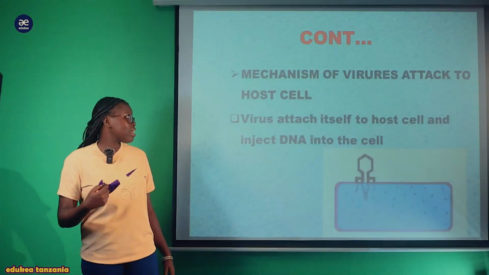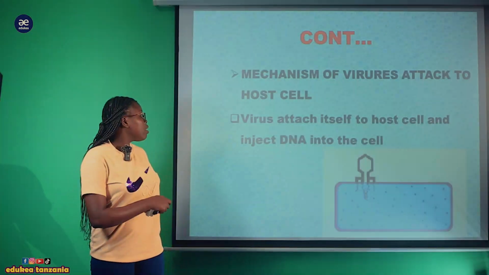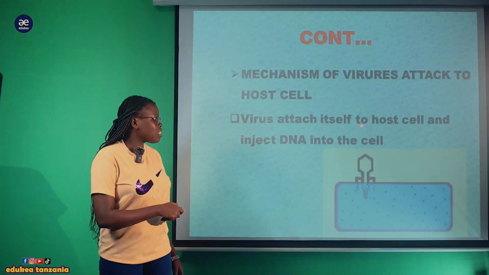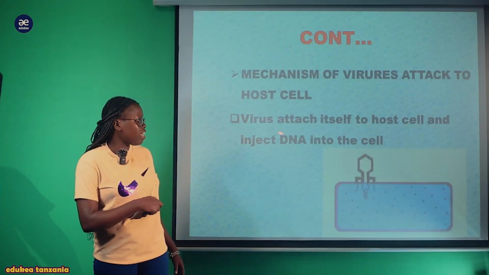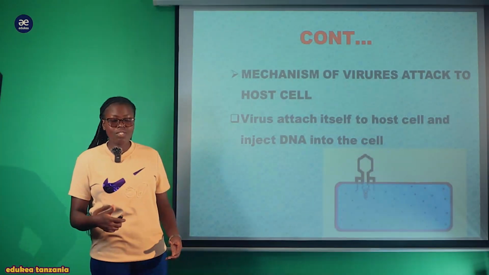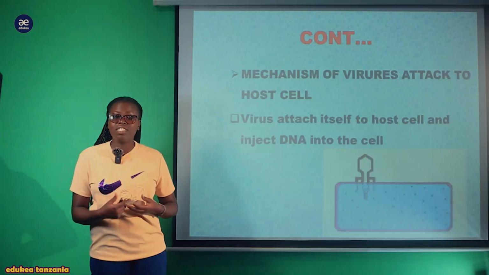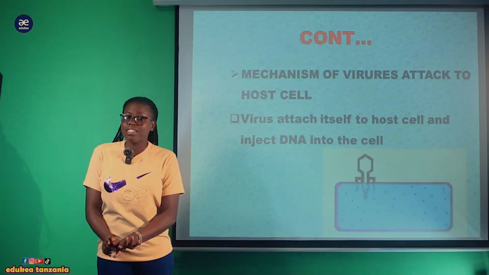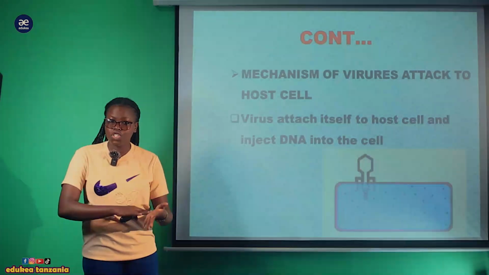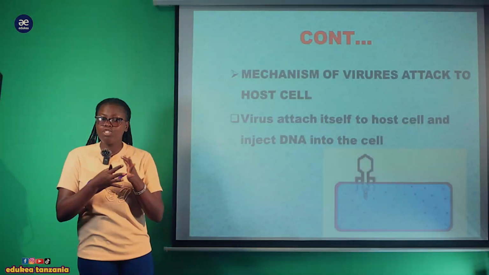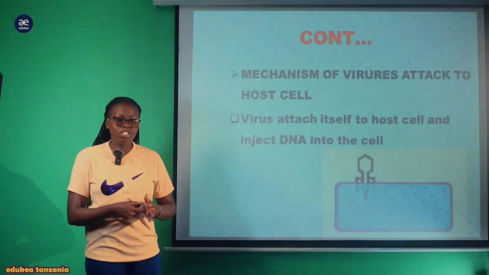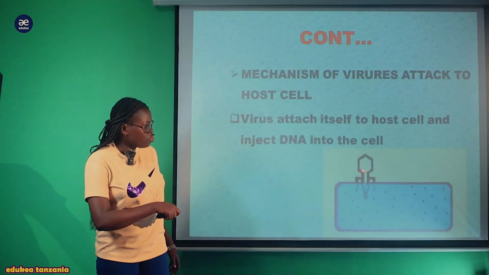The first one, the virus attaches itself to the host cell and injects the DNA into the cell. So the virus first attaches itself to the host cell. Take an example in the white blood cell. After attaching, then it injects its DNA. After the injection, here we are looking at the injection already; the DNA was already injected here.